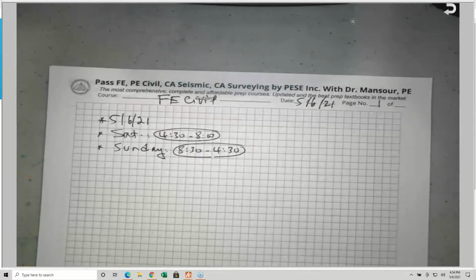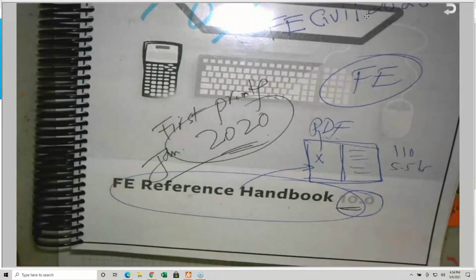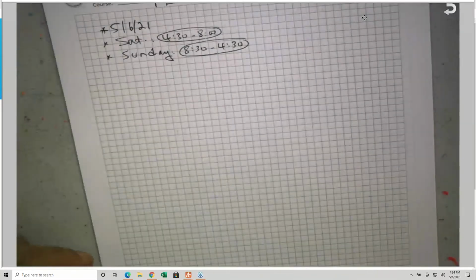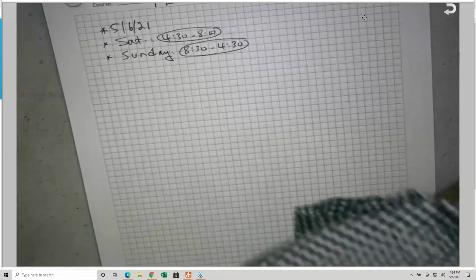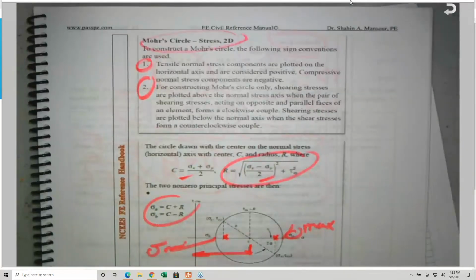I'm still following the NCEES FE reference book 10.0, and the problems that they published last July, the 100 problem FE civil practice. So last time we were talking about the stress and Mohr's circle and all these things. I hope that you got a chance to look at these, and the equations are given here. And this is the angle 2 theta, the orientation.